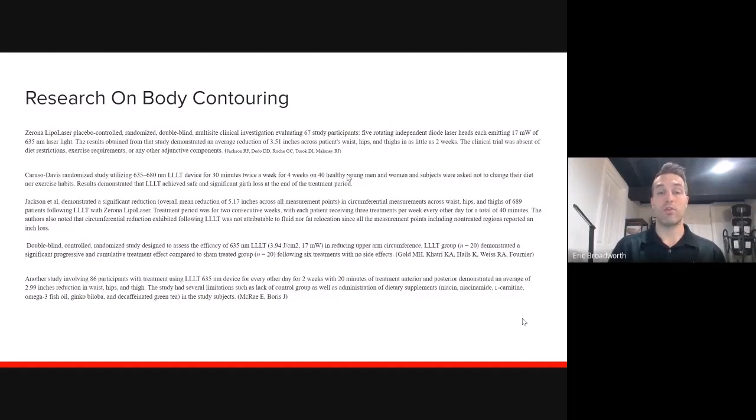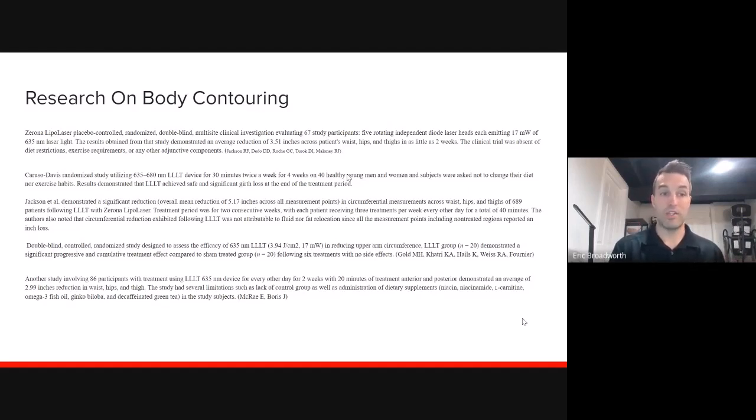involving 635 to 680 nanometer lights. They did 30-minute treatment times twice a week for 4 weeks on 40 healthy young men and women. These subjects were asked not to change their diet or exercise habits. And they showed a significant reduction in their girth at the end of the treatment period.